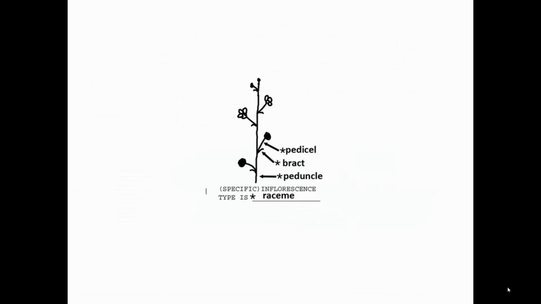Inflorescences. The stalk of an inflorescence is a peduncle. The stalk of a flower is a pedicel. A leaf-like appendage that subtends the flower is called a bract. This particular inflorescence is called a raceme. It's an elongated inflorescence that's indeterminate. In other words, it grows at the tip. There's not a set number of flowers. The older parts are at the bottom, and the flowers are pedicelled.